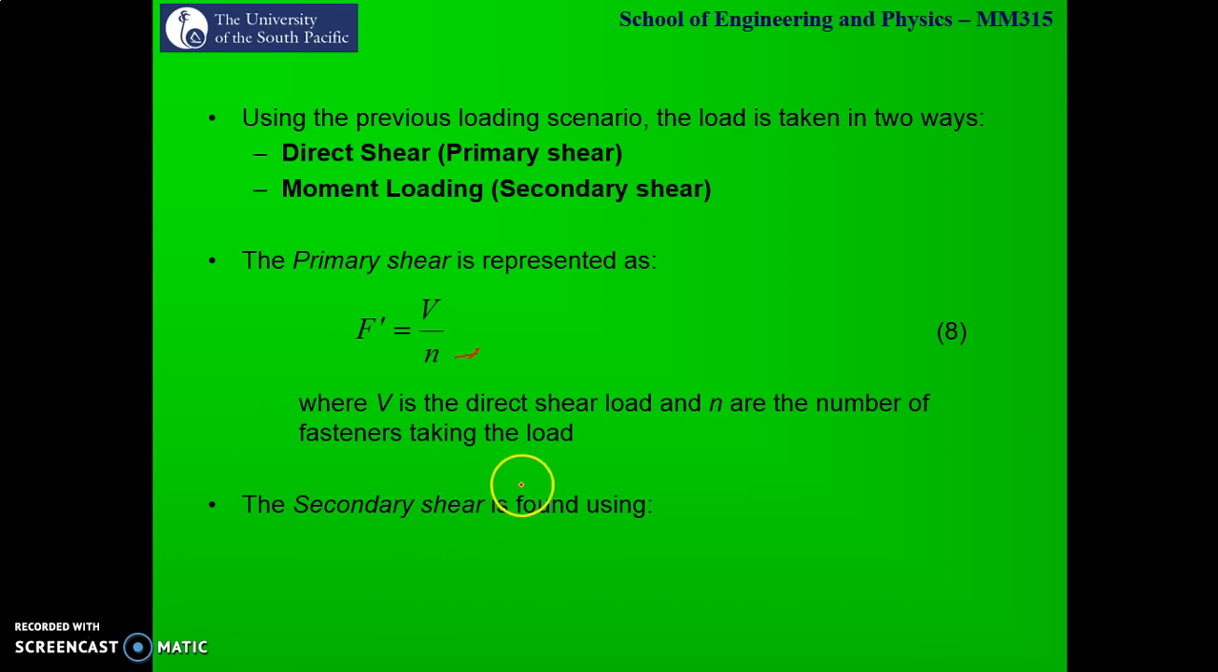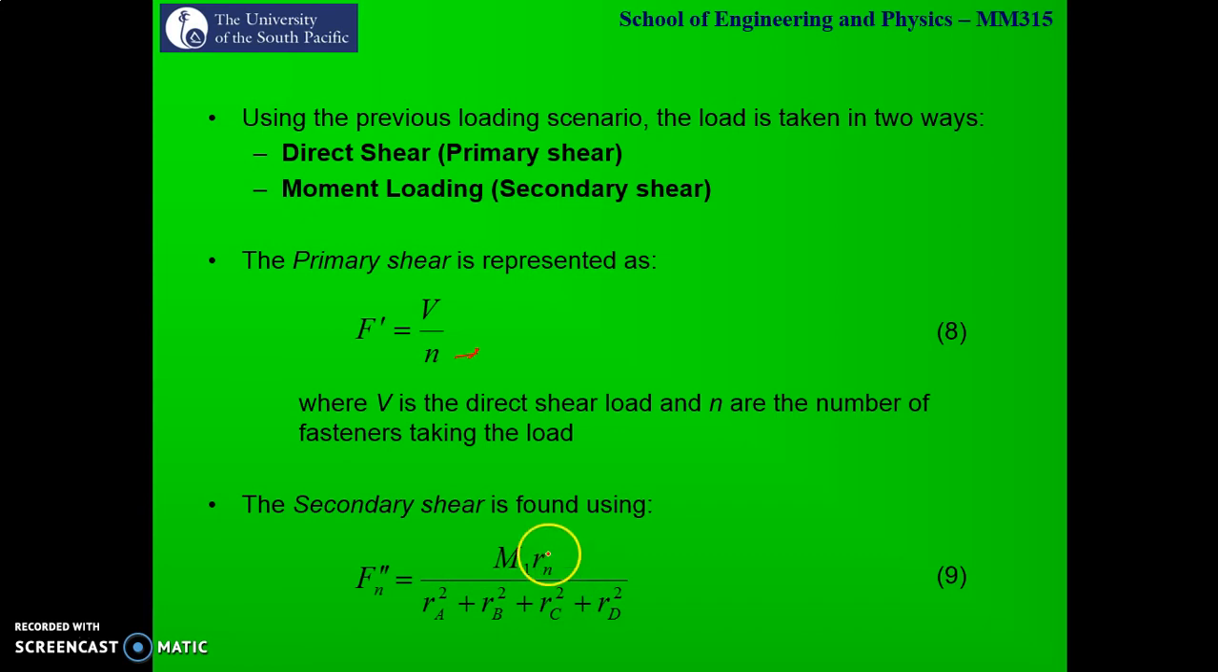Right. Then the secondary shear is found using equation 9, which says that F double prime n equals M times Rn divided by Ra squared plus Rb squared plus Rc squared plus Rd squared. At the moment the formula does not make sense, but later, as we solve an example, it will be much clearer. Here n indicates the bolt that you are looking at, for example bolt A, bolt B, bolt C. So naturally if n is A, then Rn will be Ra as well. It is the distance of bolt A from the centroid.